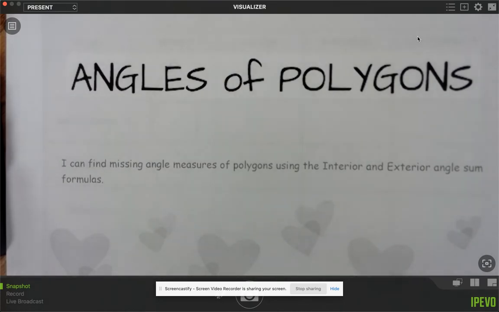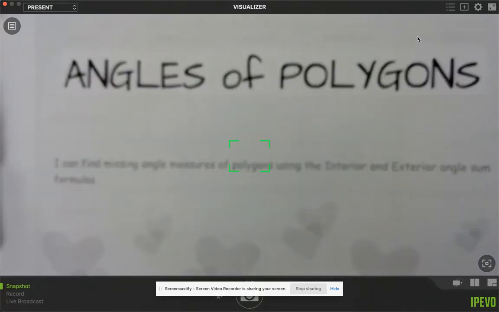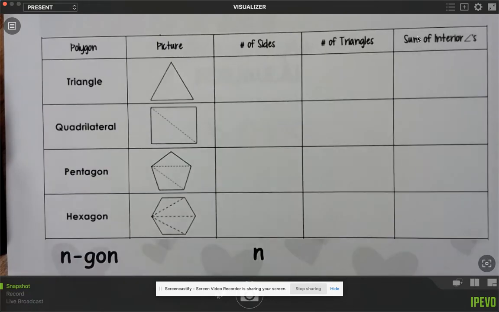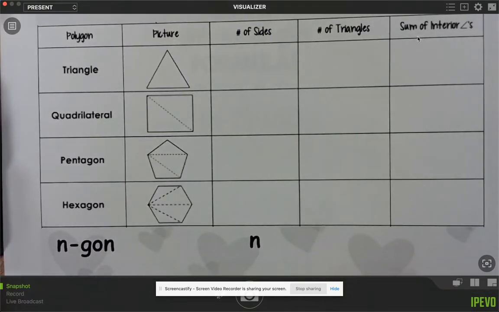Okay, so after today's lesson, you will be able to find missing angle measures of polygons using the interior or exterior angle sum formulas. So today all we're doing is finding missing angle measures. This diagram is not in your notes, but I want to show you how we get one of our formulas.